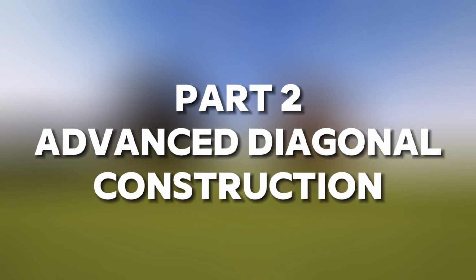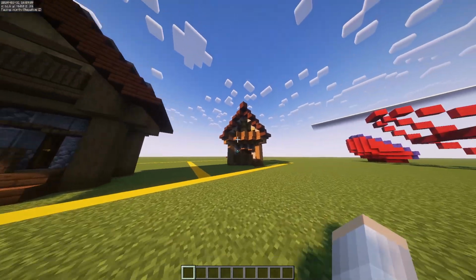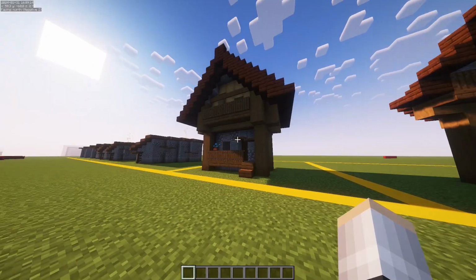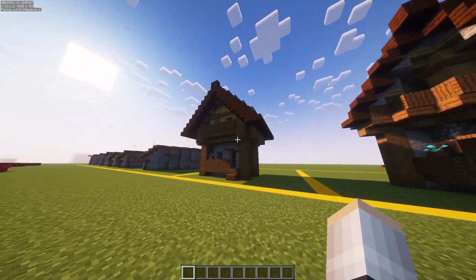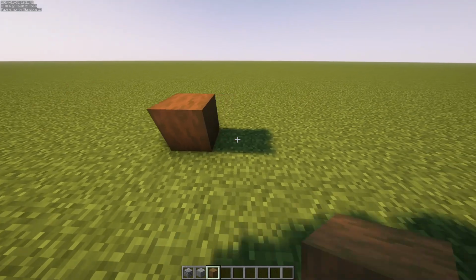Part 2. Advanced diagonal construction. Right here we have 2 houses, one built straight and one that's built diagonal. And as you can see, they are quite similar in design. They have a small porch area at the front, an upper area with a balcony, and the same kind of roof. Part 2a. Walls. Let's start looking at the walls first.